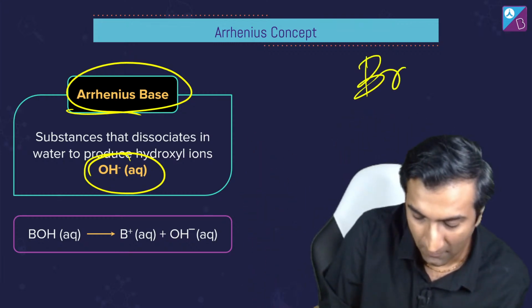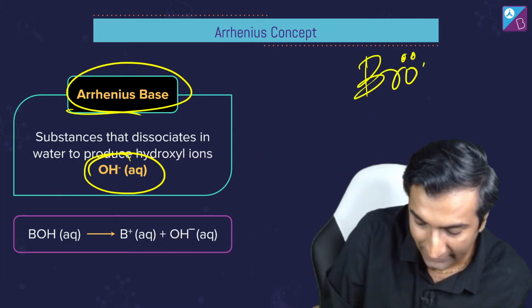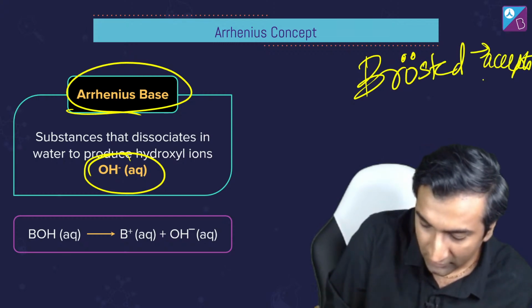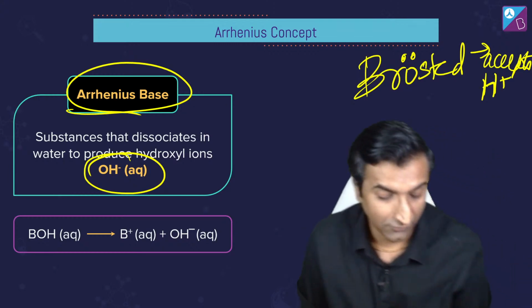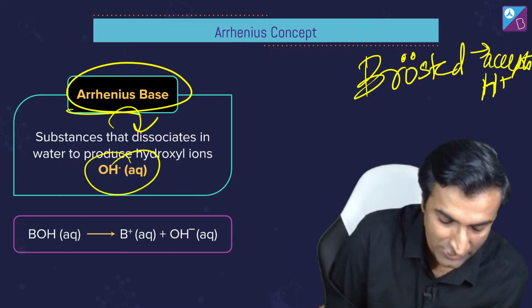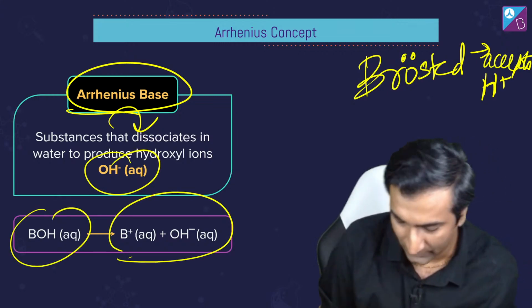That is Bronsted, with this umlaut on top. That is something that accepts H+. Okay? That's why I'm saying read NCERT, guys, so you can make your own notes and remember this perfectly. Arrhenius base is something that furnishes OH-, BOH, etc. This is your expression. Cool.